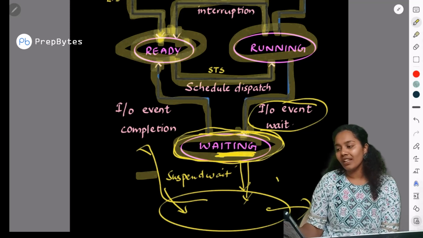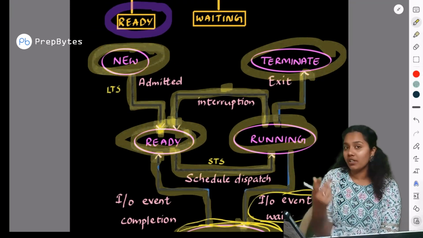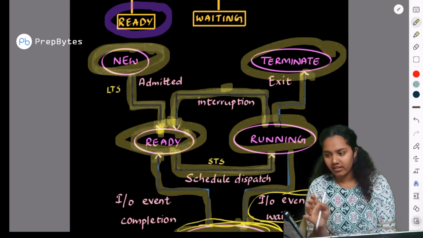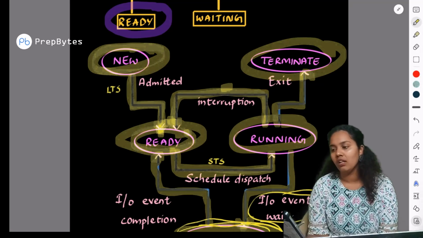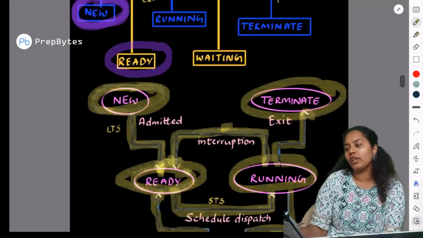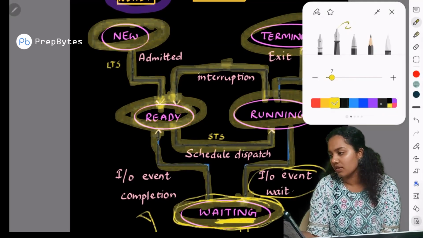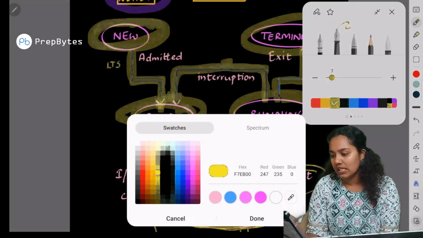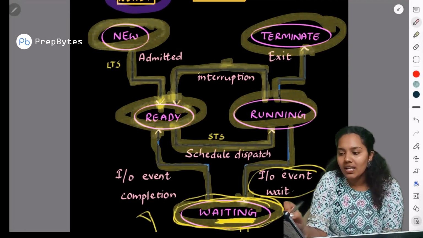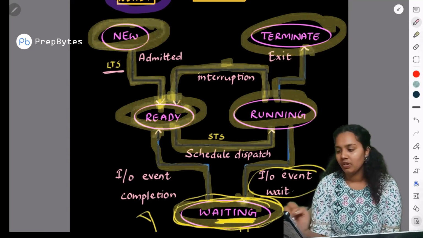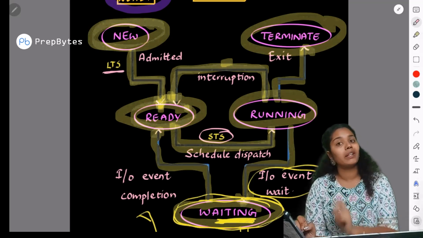Now, getting back to process states, we need to understand schedulers. We learned what the states are. We have 5 namely, and another one which is the suspend wait. Now, talking about schedulers, generally we have 3 types of schedulers. One is the long-term scheduler. The second one is the short-term scheduler. And the third one is the mid-term scheduler.